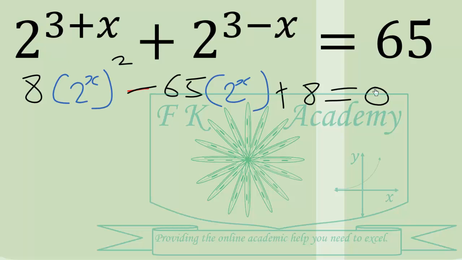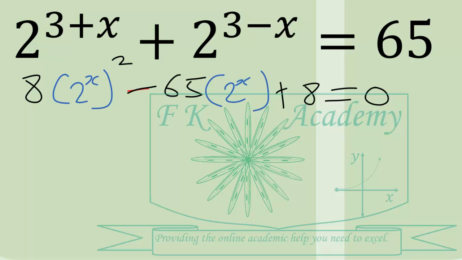So this is a quadratic equation in 2^x. If you like, you can change variable. You can let 2^x equal something like m. Then you get 8m squared minus 65m plus 8 equals 0. Then you do change of variable again, back substitution to find the value of x. But we can also work straightforward. We can work directly.